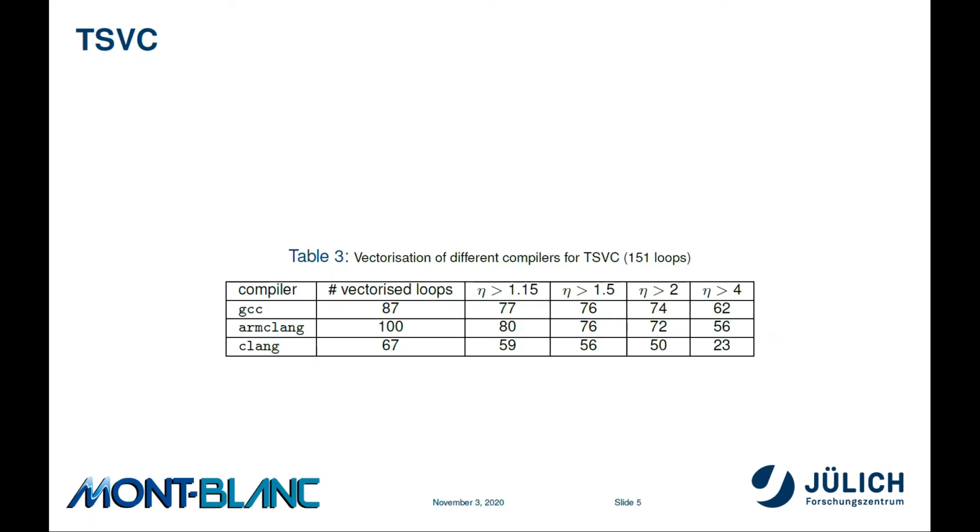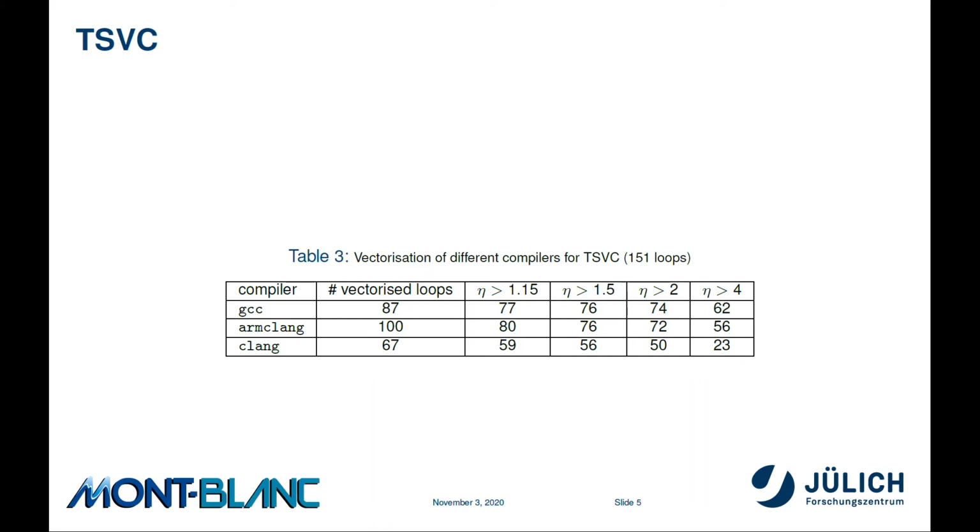In Table 3, you can see the results for the ETSVC benchmark. In the second column, we show the total number of vectorized loops for each respective compiler. We observe that the ARM compiler for Linux was able to vectorize 100 loops, GCC 87 and Clang 67.